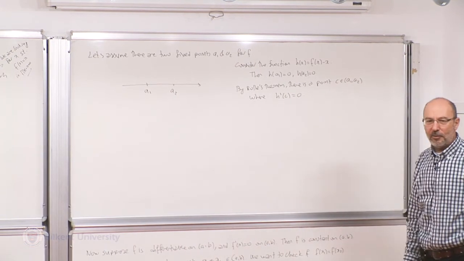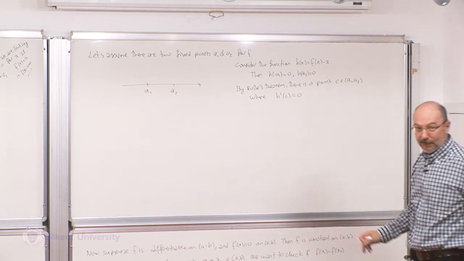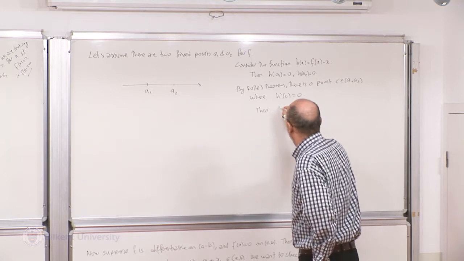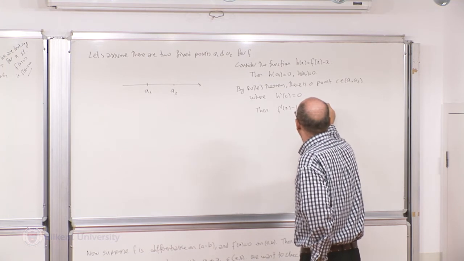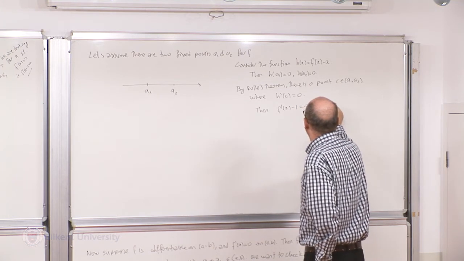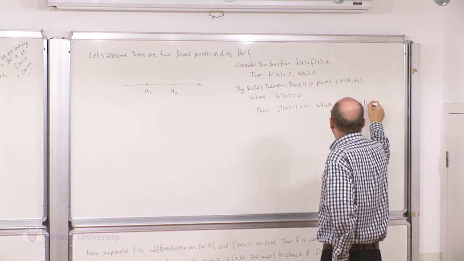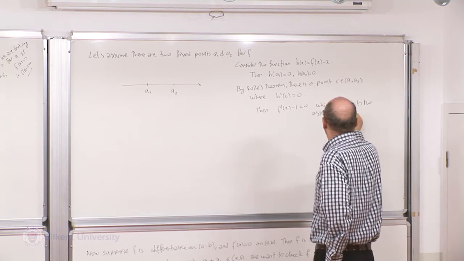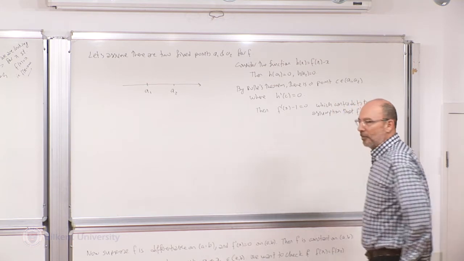Okay, so what next? Then f prime x minus 1 equals 0, but f prime x is not 1. Then f prime x minus 1 equals 0, which contradicts the assumption that f prime x is never 1.